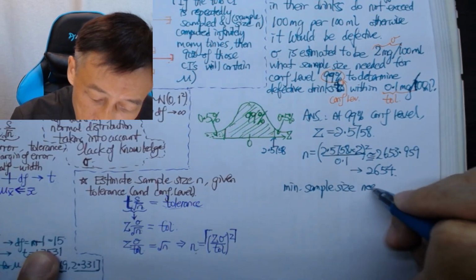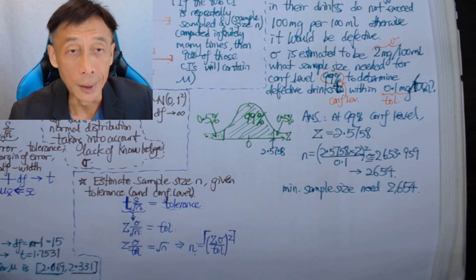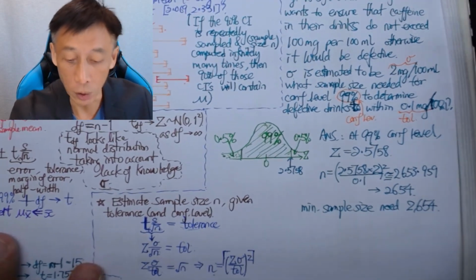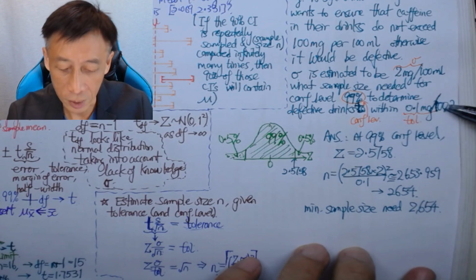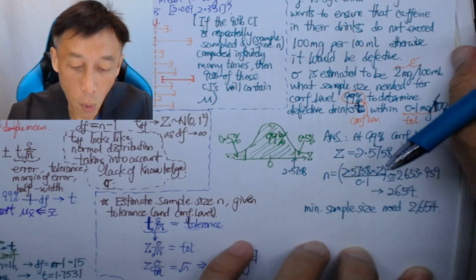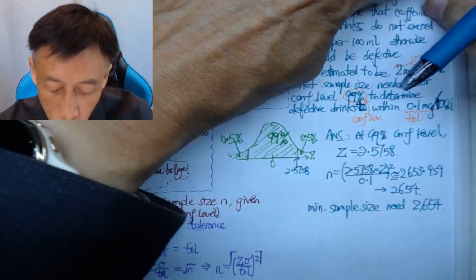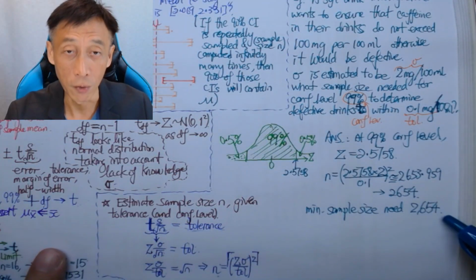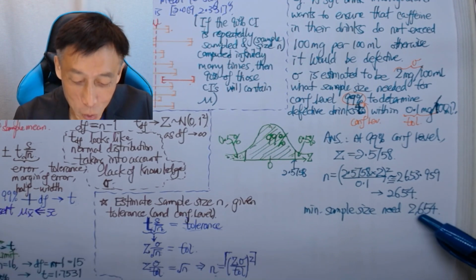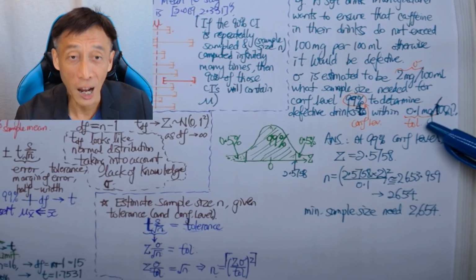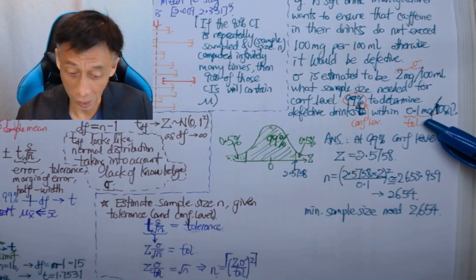Minimum sample size needed doesn't mean you have to go with exactly this number. Minimum means you cannot go lower. Because if you want to achieve this confidence level and this tolerance, to be no more than 0.1 milligrams away from the truth, then you better have 2654 drinks opened up and measured carefully to ensure this. It doesn't mean that 99% of your produced drinks will all be okay. It doesn't mean that.